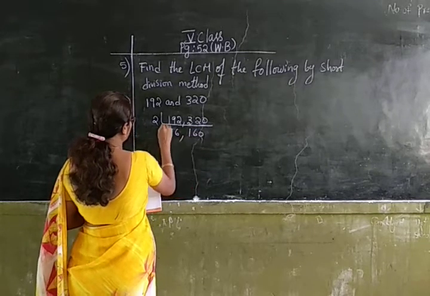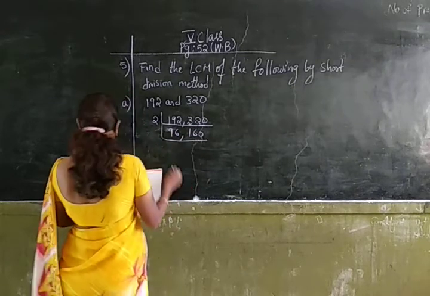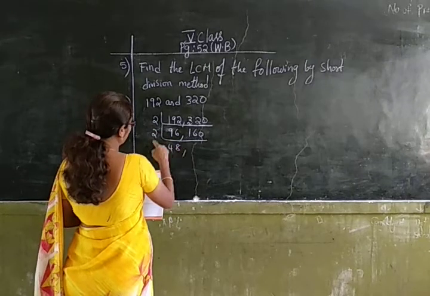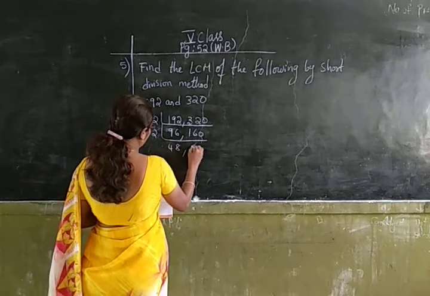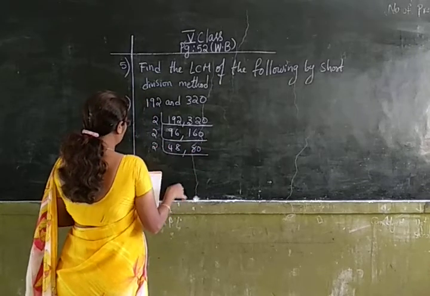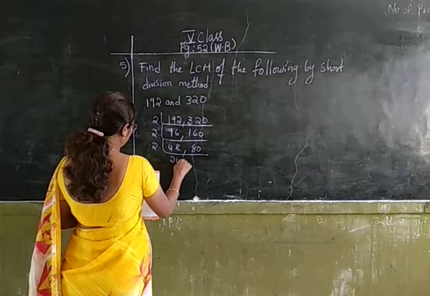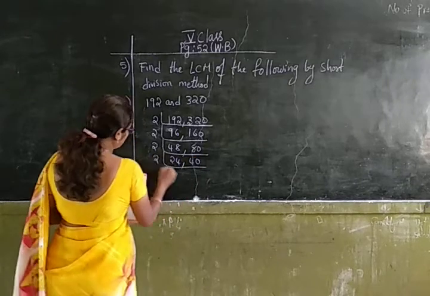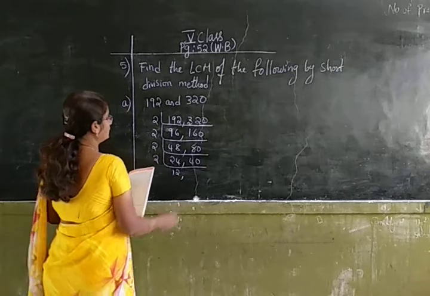2 goes in 320 160 times. 2 goes in 96 48 times. 2 goes in 160 80 times. 2 goes in 48 24 times. 2 goes in 80 40 times. 2 goes in 24 12 times.